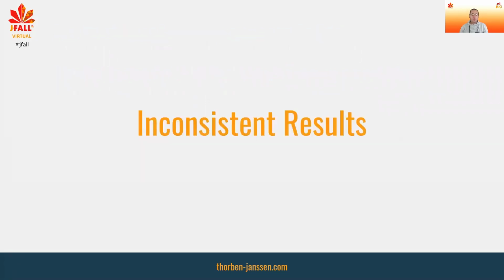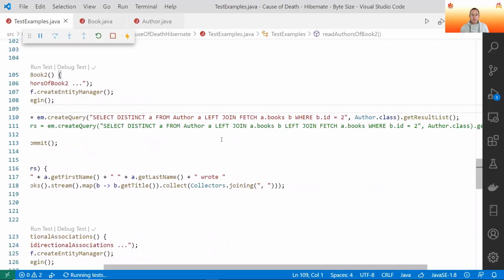The next way to get your project into huge trouble is returning inconsistent results. So how could that happen? One thing that I see way too often in real projects is the following. You followed the advice that I gave you a few minutes ago and used the join fetch clause to initialize the association between an author and its book entities.